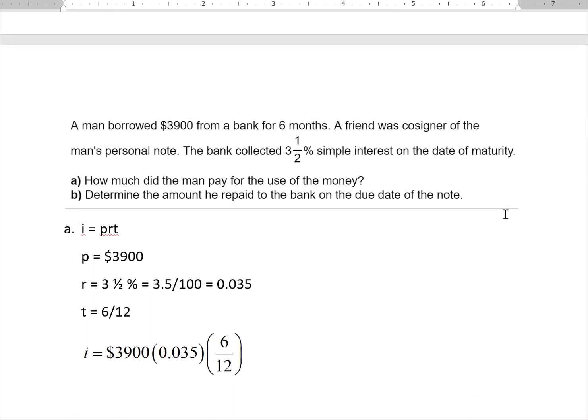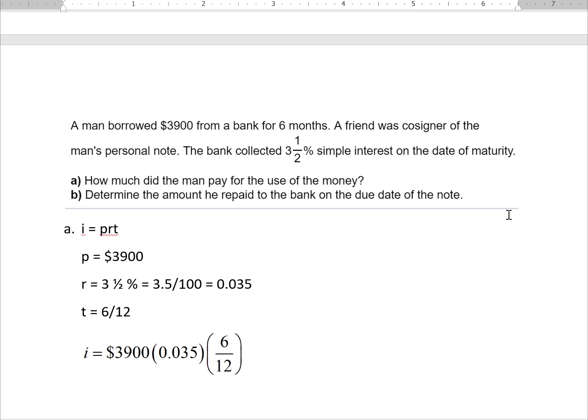A man borrowed $3,900 from a bank for 6 months. A friend was a co-signer of the man's personal note. The bank collected 3.5% simple interest on the date of maturity. How much did the man pay for the use of the money, and then determine the amount he repaid to the bank on the due date of the note?